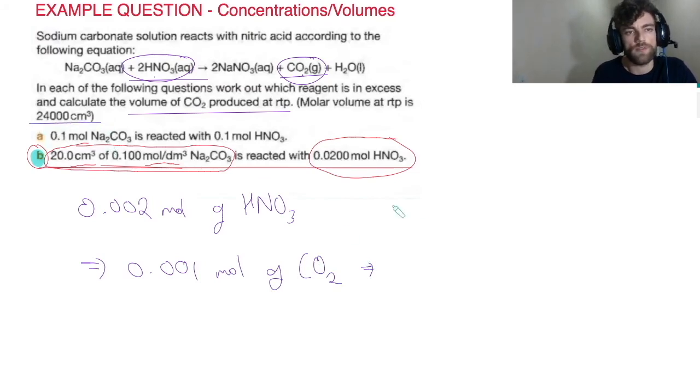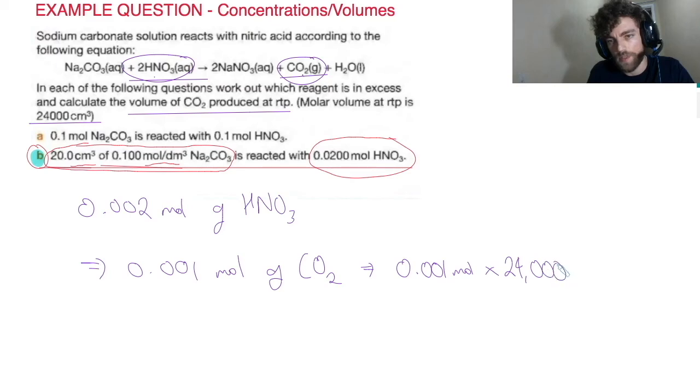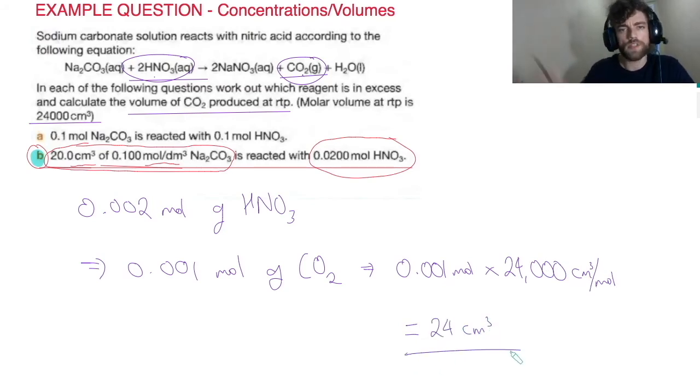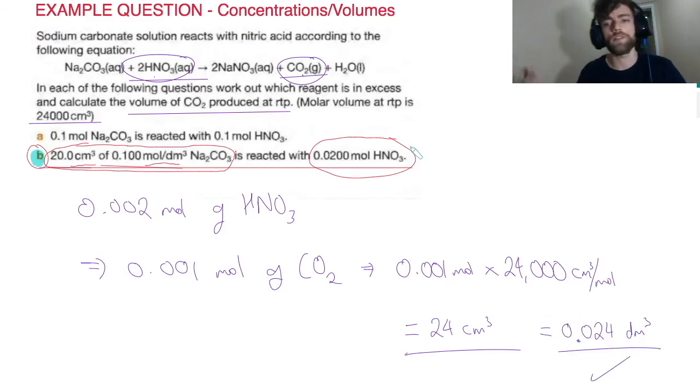This time I'll just use 24,000 centimeters cubed, so I have 0.001 moles. I have 24,000 centimeters cubed of volume for every mole, so times that by 24,000 centimeters cubed per mole, and that very simply gives me 24 centimeters cubed. Once again, I could write this in decimeters cubed. All I would need to do is divide by 1,000. And once again, both of these answers are correct because the question didn't request any specific units.